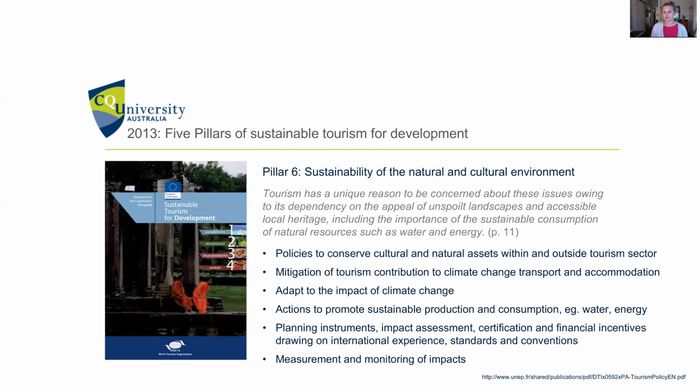Actions to promote sustainable production and consumption, such as water and energy. So using those things to, you know, minimise the consumption of water and energy in the production of food, for example, transport of food, using local food rather than food from a long way away, and sustainably managing fisheries and things like that. Planning instruments, impact assessment, certification and financial incentives, drawing on international experience, standards and conventions, and the measurement and monitoring of impacts. So there's another mention of not just measuring who your tourists are, how they contribute to your economy and that sort of thing, but also measuring and monitoring the natural and cultural impacts of tourism. So that's the 5 pillars of sustainable tourism.